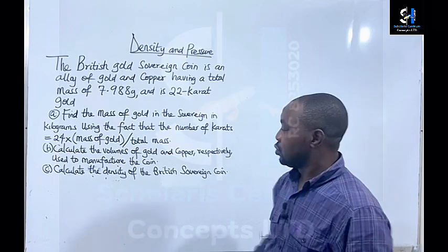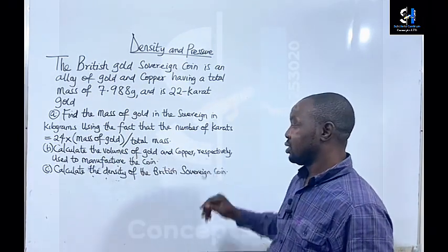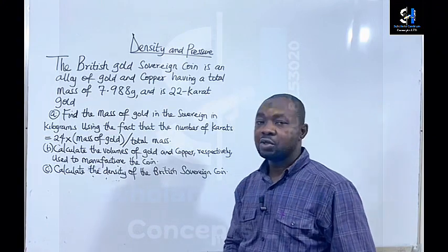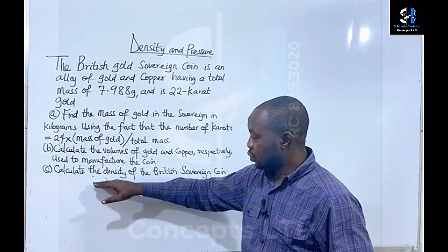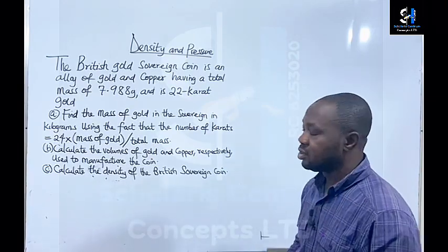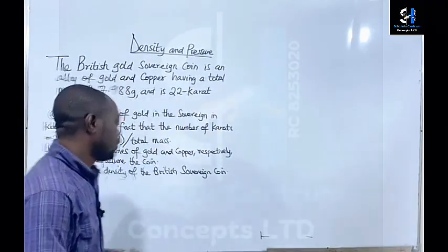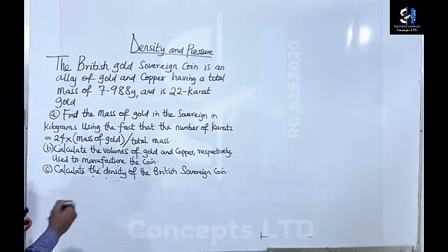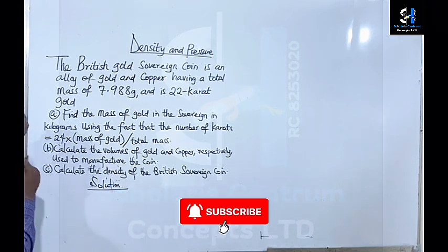Now the second question is for us to calculate the volumes of gold and copper respectively used to manufacture the coin. Then part C is for us to calculate the density of the British sovereign coin. Very simple question. Now here is a step-by-step way of solving this question. The first thing to do is write down the given values.